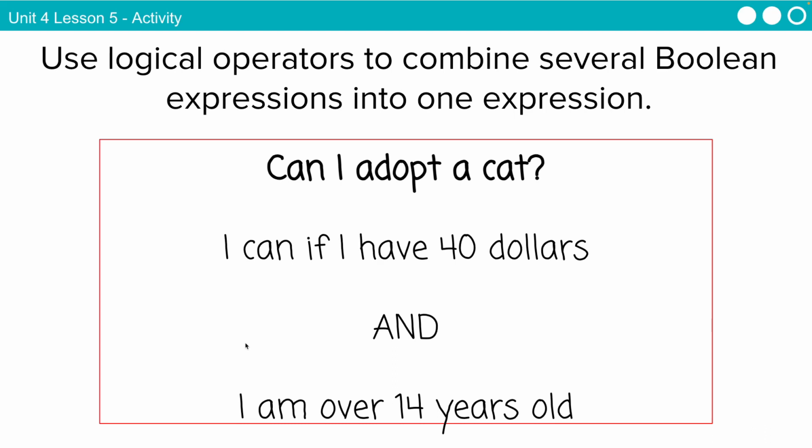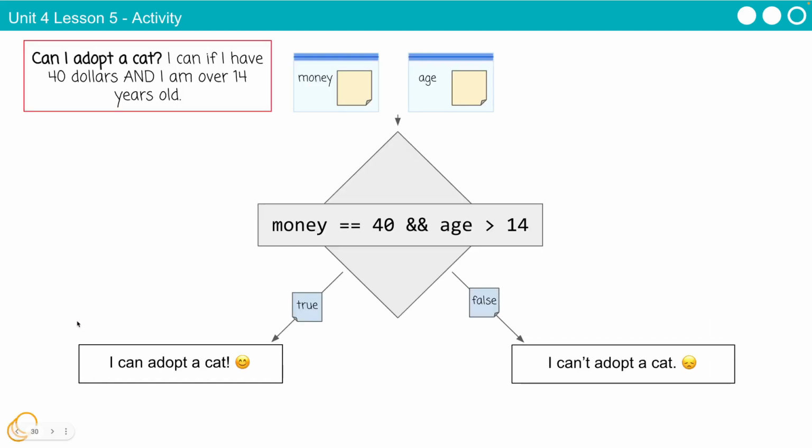So using logical operators to combine several Boolean expressions into one expression, can I adopt a cat if I have $40 and I am over 14 years old? So here they changed, actually, no, it's still there. It's still the double equals. So we have to have exactly $40. We can't have 41. We can't have 39. We can't have 50. It has to be $40.